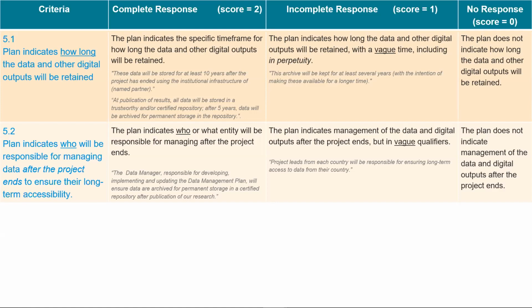Criteria 5.2: the plan indicates who will be responsible for managing data after the project ends to ensure their long-term accessibility. This is slightly different than who is managing it during the project. For the complete response example, the plan indicates who or what entity will be responsible for managing data after the project ends. The data manager will be responsible for developing, implementing, and updating the data management plan, and will ensure data are archived for permanent storage in a certified repository after our research. In this instance, it is the same person, but you must at least name the person.